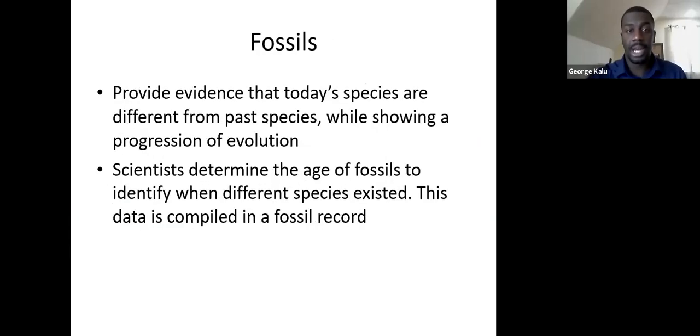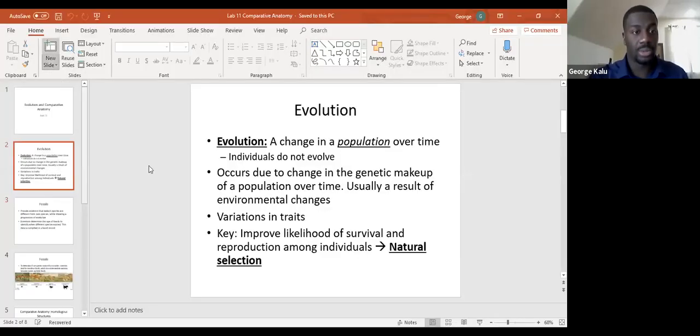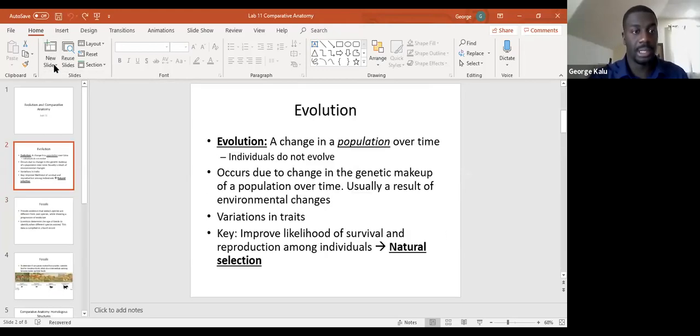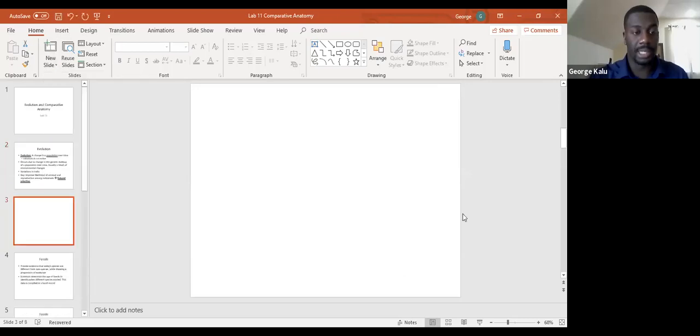Let me actually add in a new slide here. Let me put in a blank slide. So I'm going to give a pretty good example here. Let's say we're starting off with some rabbits. We'll say we have a black rabbit. Let's say we've got a population of black rabbits.